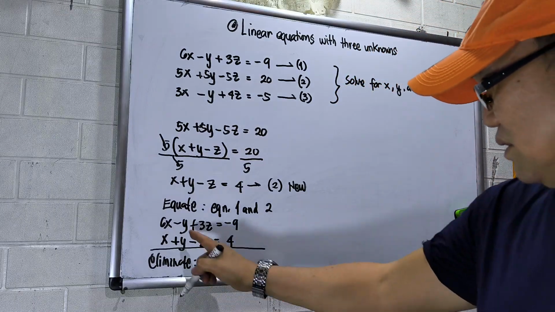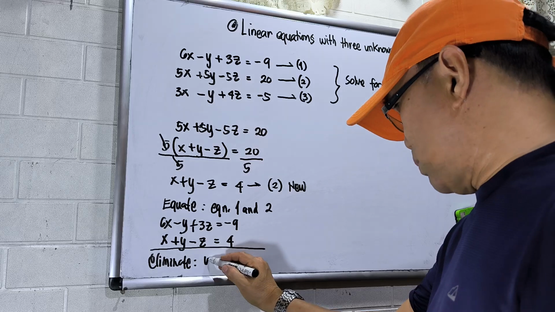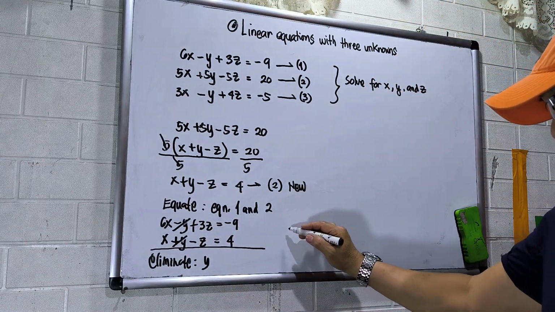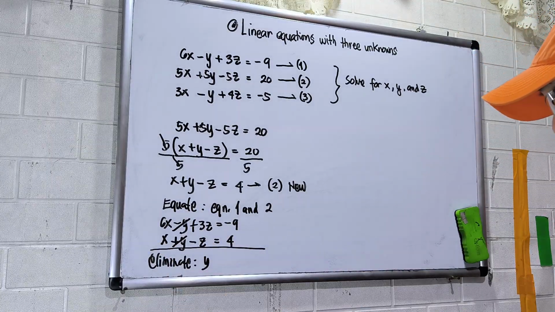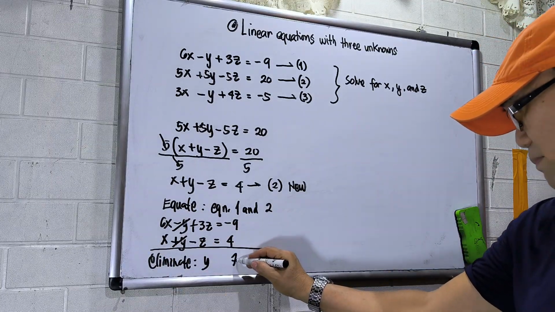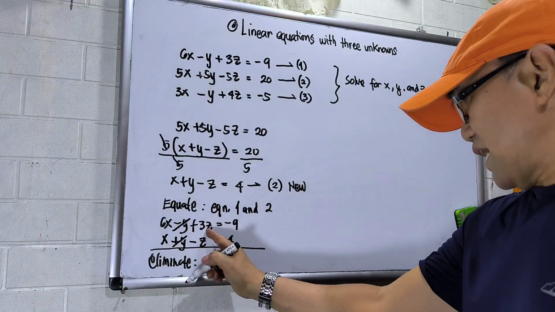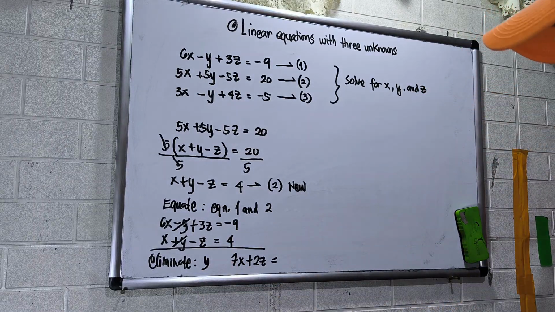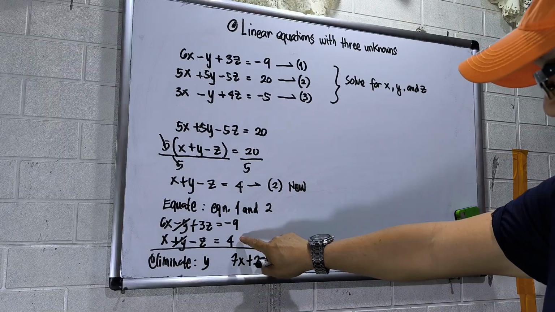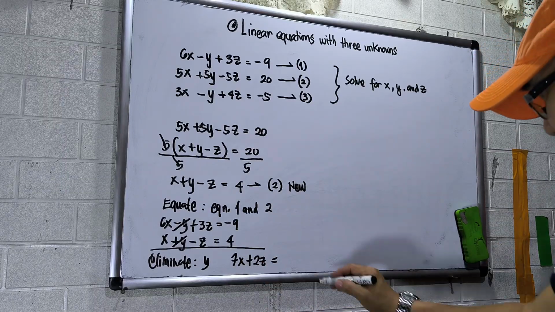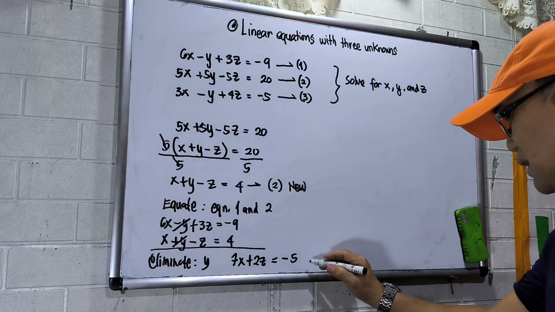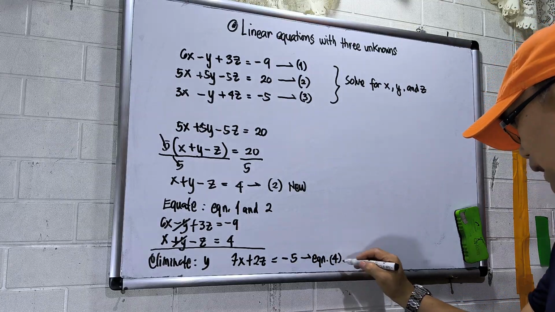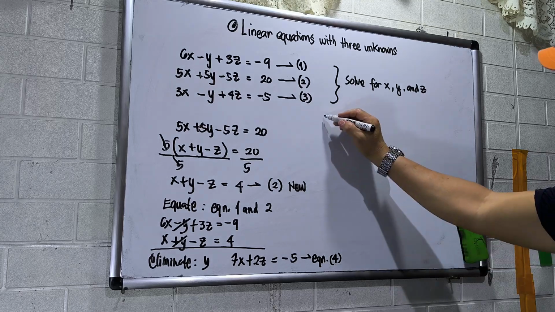Easy. So negative and positive y, so we eliminate y. Y will be eliminated. So I have now 6x plus x, that will be 7x. Then 3z minus z, that will be plus 2z, equal to negative 9 plus 4, that will be negative 5. So this is now my equation 4.